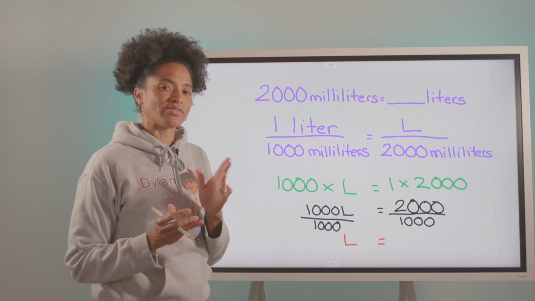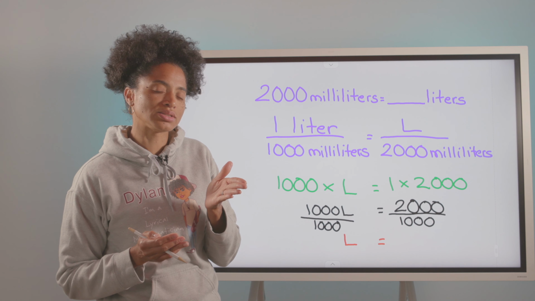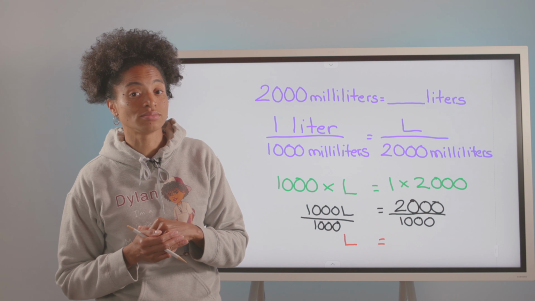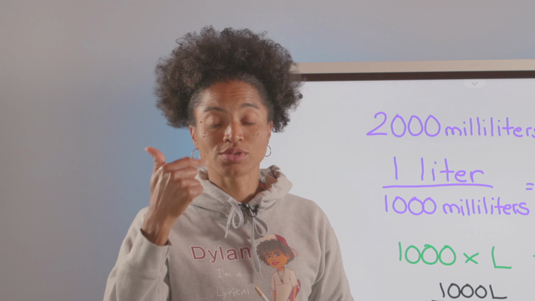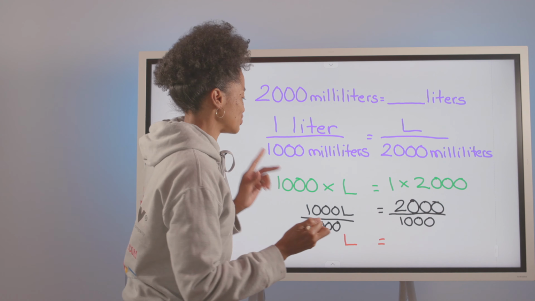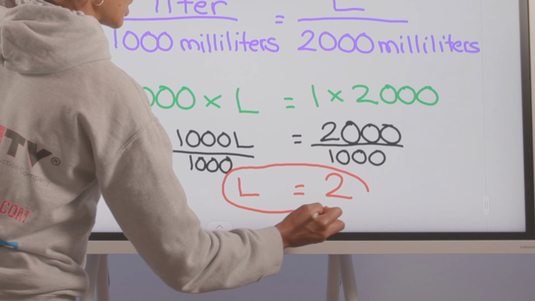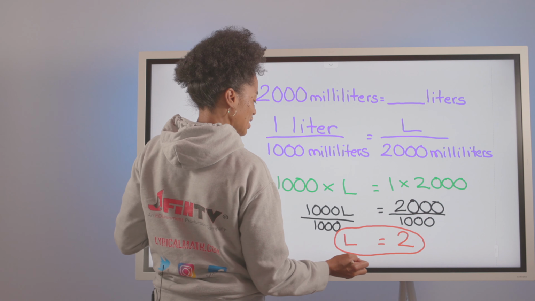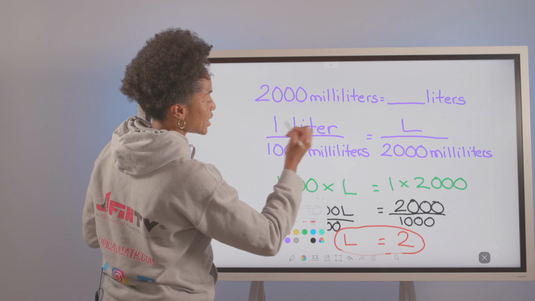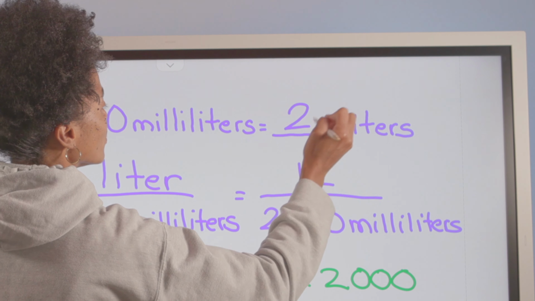So 1,000 divided by 1,000 just gives us 1, which is perfect because that gives us 1 L. And L is by itself. And 2,000 divided by 1,000 is how much? Think about that. How many thousands could you get out of 2,000? Count by 1,000 until you get to 2,000. 1,000, 2,000. It's just 2. Good job. So what we just figured out is that L is equal to 2, meaning 2,000 milliliters are equal to 2 liters.